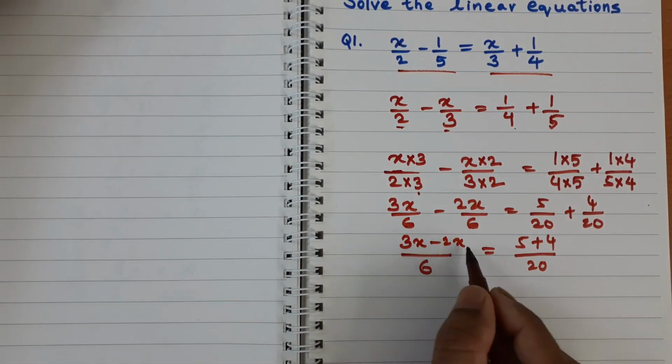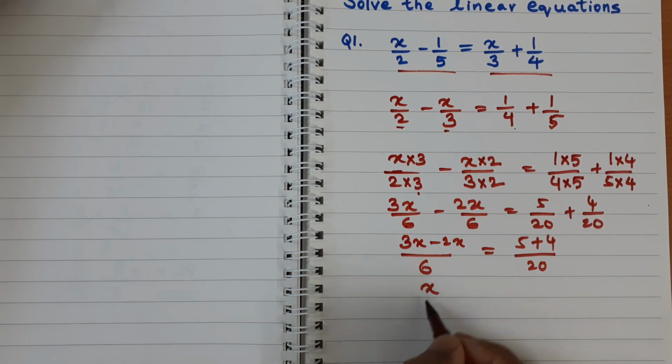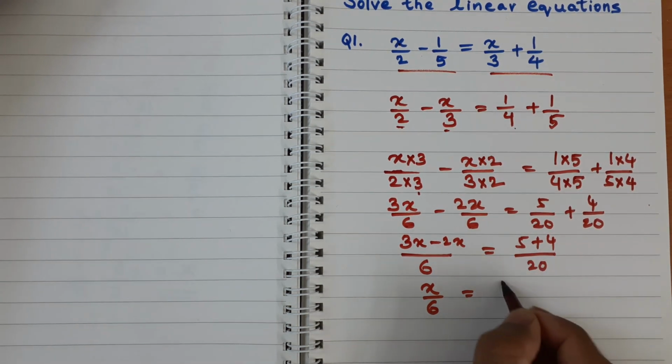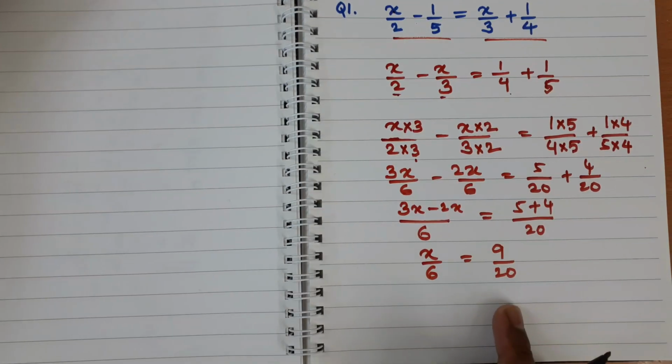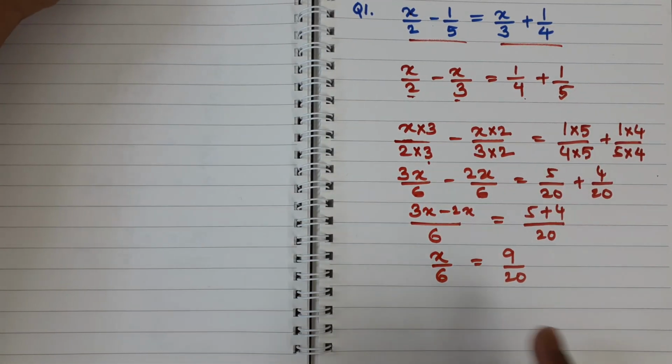The next here, 3x minus 2x, the answer is x upon 6 equal to 5 plus 4, the answer is 9, 9 upon 20. So here also I got the fraction form. Now I have to change this fraction form into a linear form.